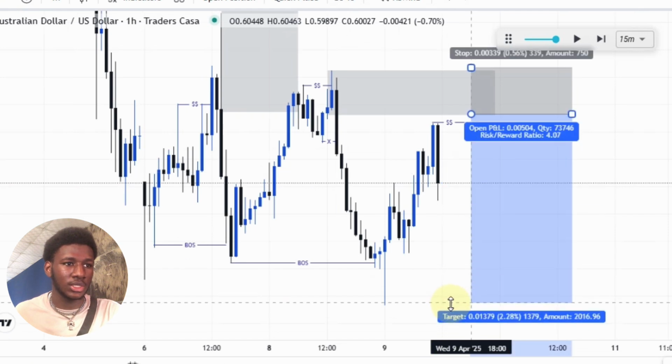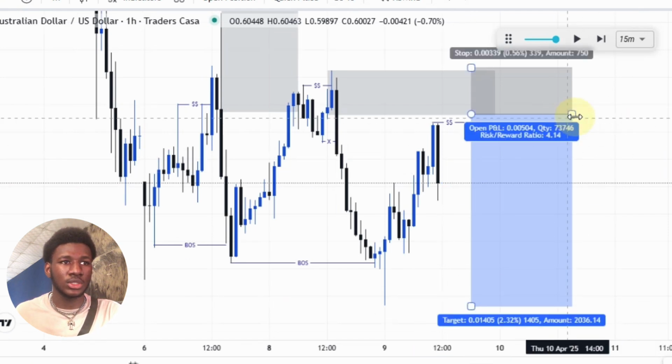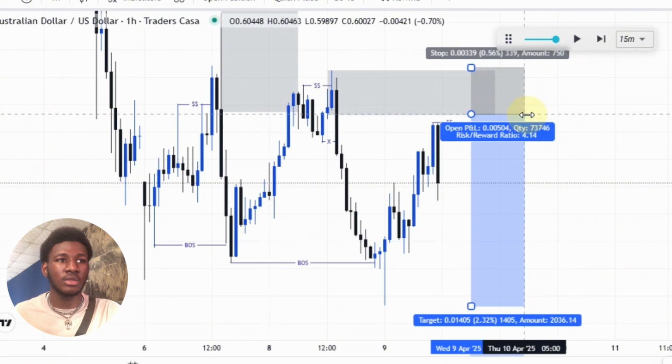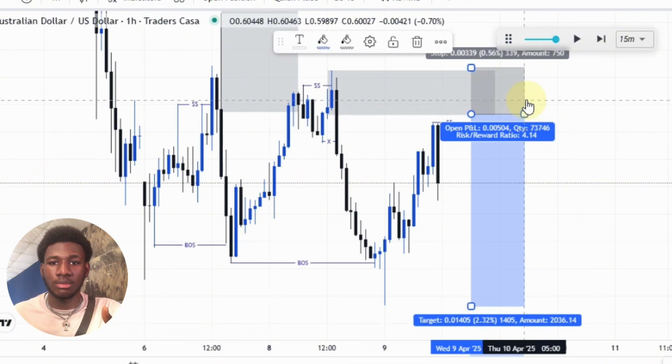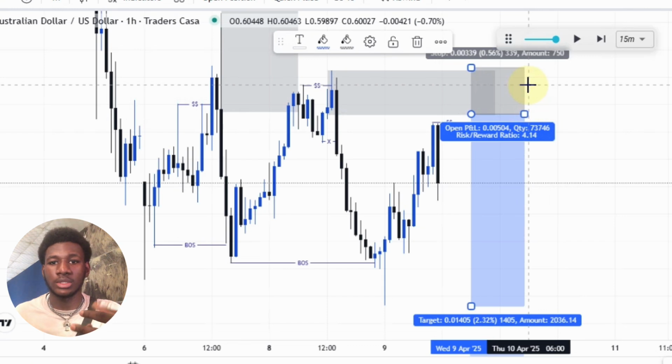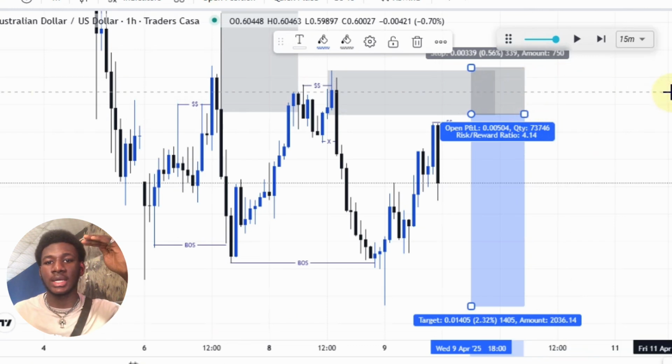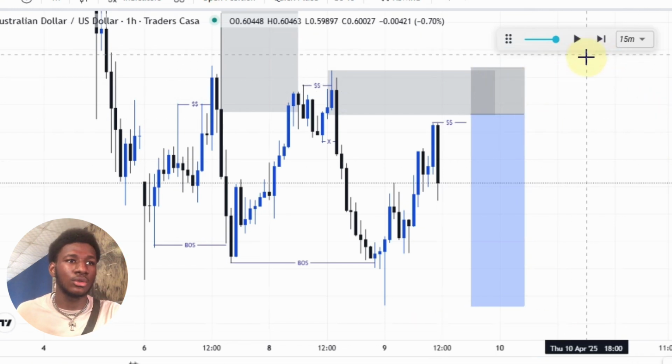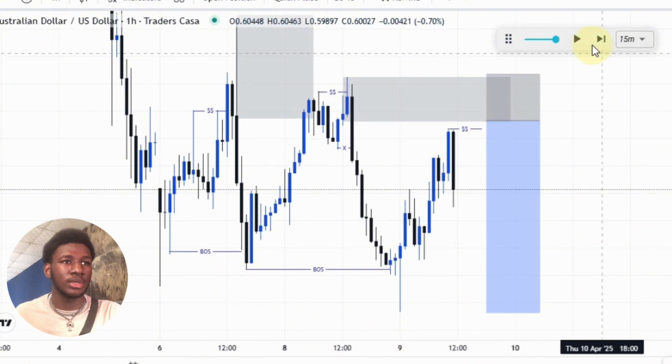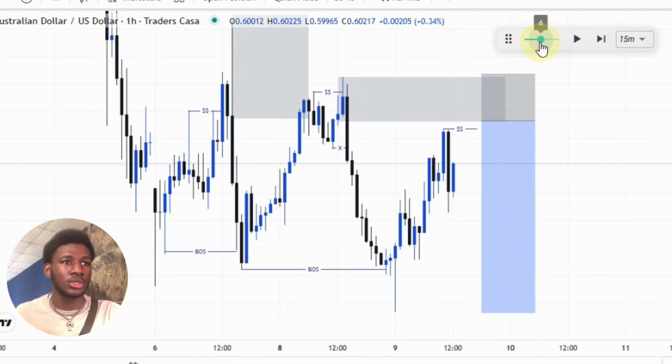Remember, I said your take profit can be at supply and demand zones, order blocks, which is supply and demand zones, fair value gaps, liquidity, or the most recent high or the most recent low. So I already set my limit order, and let's replay price.